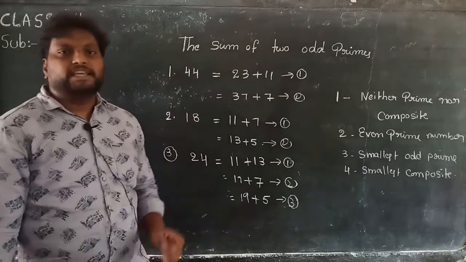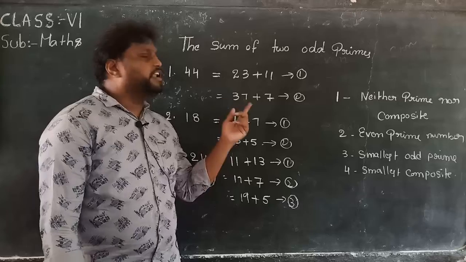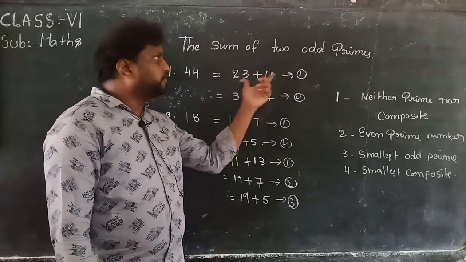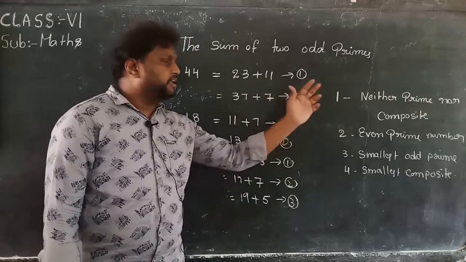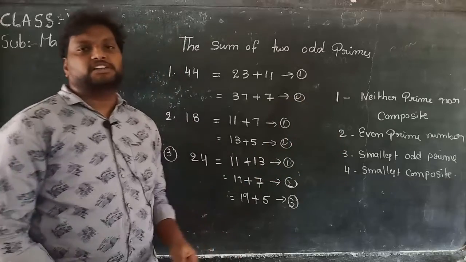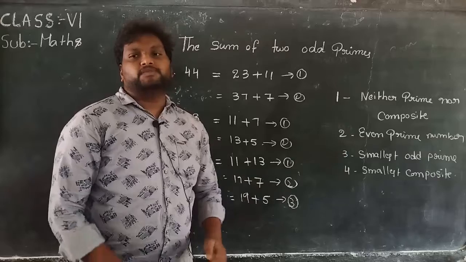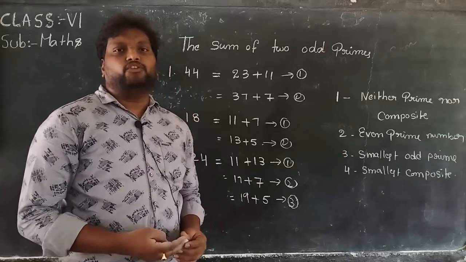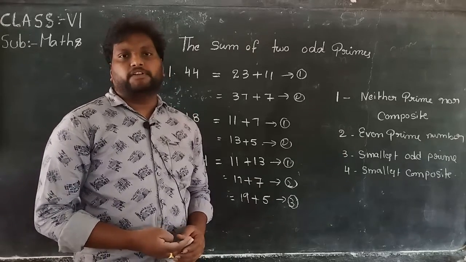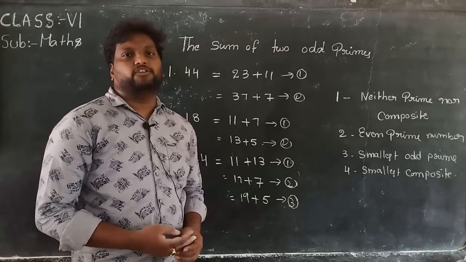Okay students, in this class we completed even numbers and odd numbers and some of the combinations of prime numbers, and the even prime number and the smallest composite number. The smallest odd prime number we also discussed. Next class we will continue with some more topics on the test of divisibility. Okay, thank you.